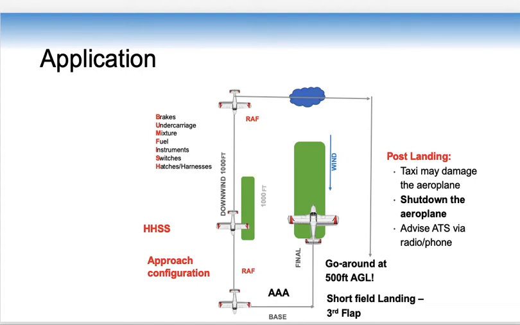And post landing, taxiing may damage the aeroplane, so just leave it where it is. Shut down the aeroplane. So you'd use FMMM: fuel off, mixture, mags, master all off, and advise air traffic services via radio/phone.